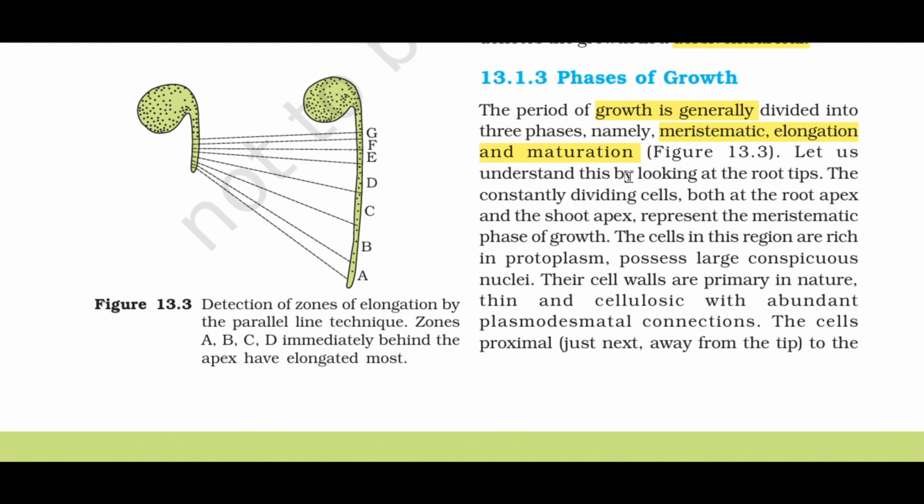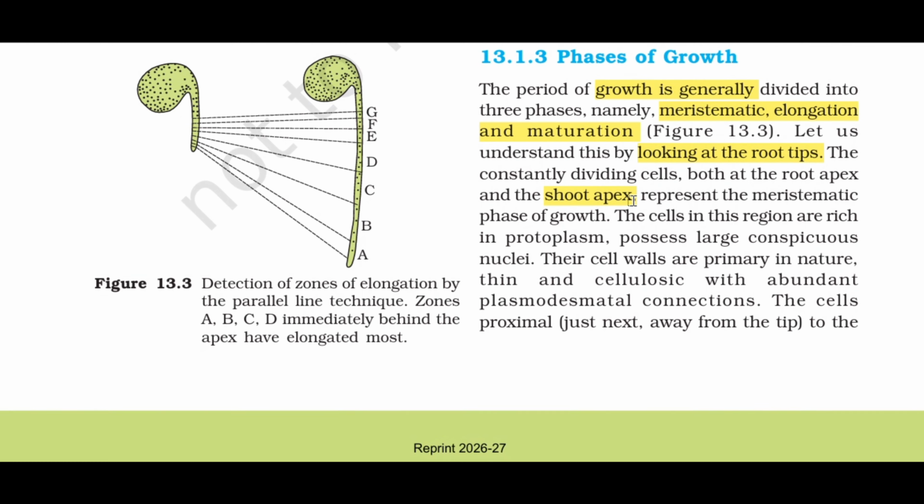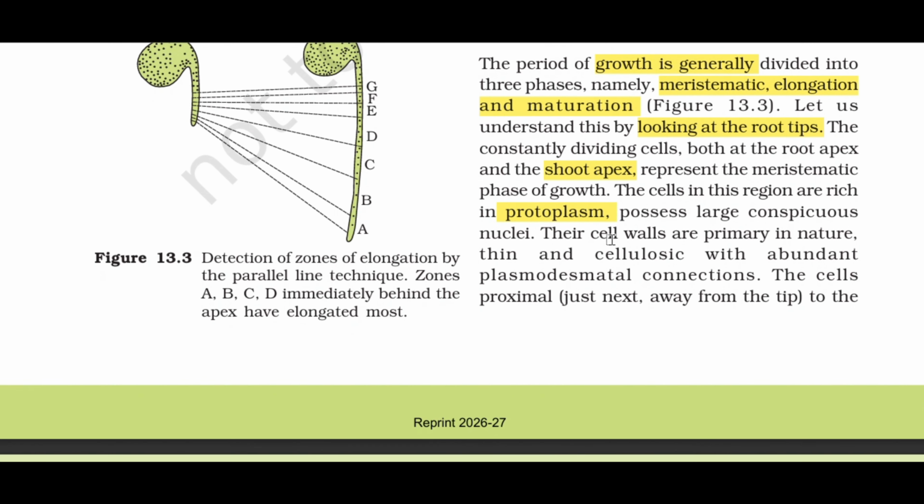Let us understand this by looking at the root tips. Constantly dividing cells, both at the root apex and the shoot apex, represent the meristematic phase of growth. The cells in this region are rich in protoplasm and possess large conspicuous nuclei. Their cell walls are primary in nature, thin and cellulosic, with abundant plasmodesmatal connections.